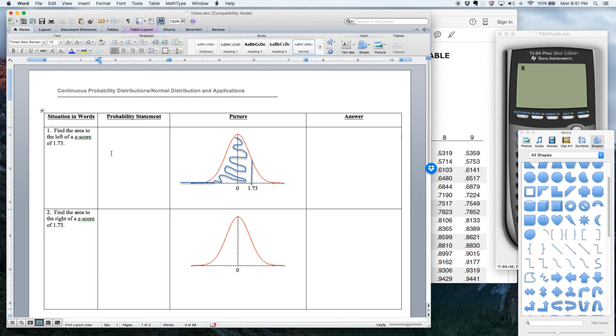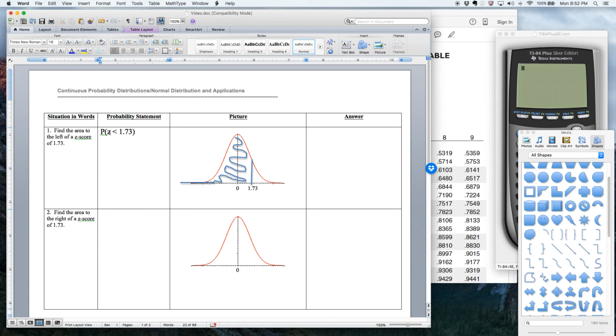And this probability statement, I'll write it as P for probability, and Z for the z-score is less than 1.73. All right, so there's my statement in words. Let's blow that up a little bit so we can see it. Now, this statement in mathematical symbols is the conversion of this statement in words. This picture is that probability statement and this thing in words.